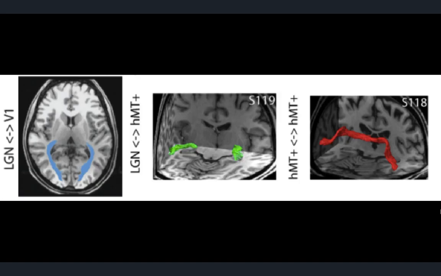Diving even deeper, diffusion tensor models were used to derive fractional anisotropy maps as indicators of the underlying white matter microstructure in 3 track profiles: between the LGN and V1, and the LGN and the HMT bilaterally.